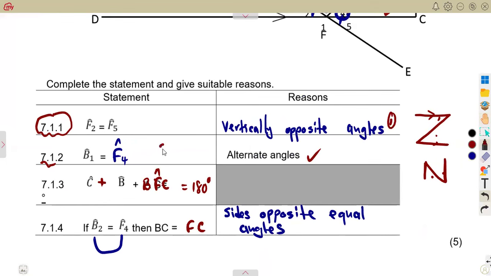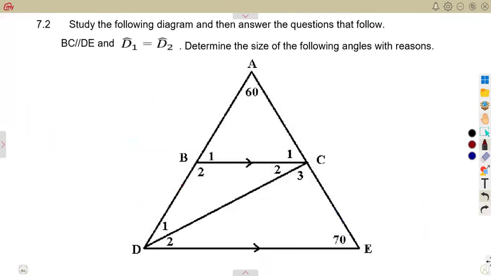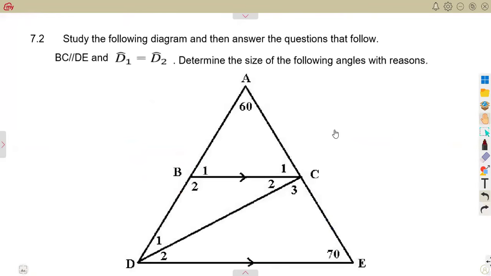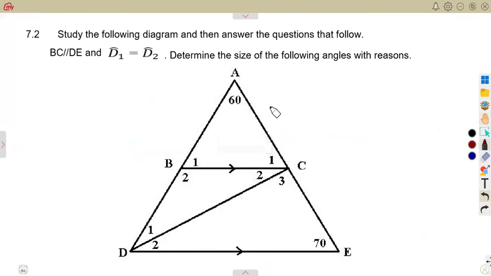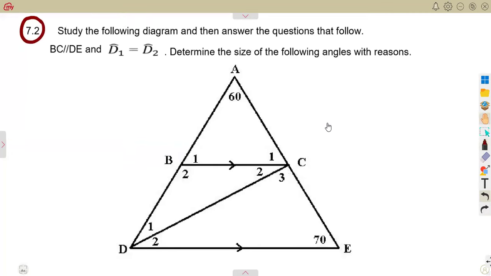That is the 1, 2, then 3, 4. So here, do not consider that. I'm going to recheck and see if we have got something that is actually clear, to see what the question was there. All right, 7.2, study the following diagram and then answer the questions that follow.